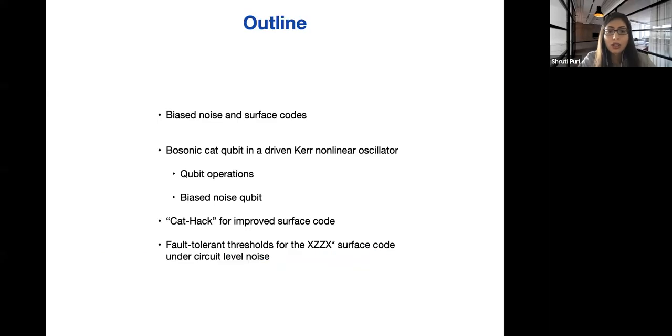Okay, so with that, I'll give you the outline of my talk. So firstly, I'll introduce what bias noise is, and then I'll introduce surface codes that are tailored to bias noise. Then I'll introduce this bosonic cat-qubit, which is a qubit which has bias noise, and I'll give you an intuition to understand where this bias comes from. I will also tell you about the different qubit operations that we can do. And then I will tell you about how you can use a very interesting gate, and this technique we sometimes call the cat hack, and how you can use this to make the surface code performance really good.